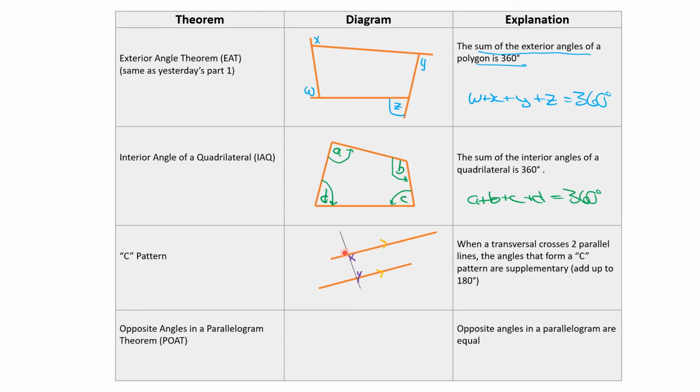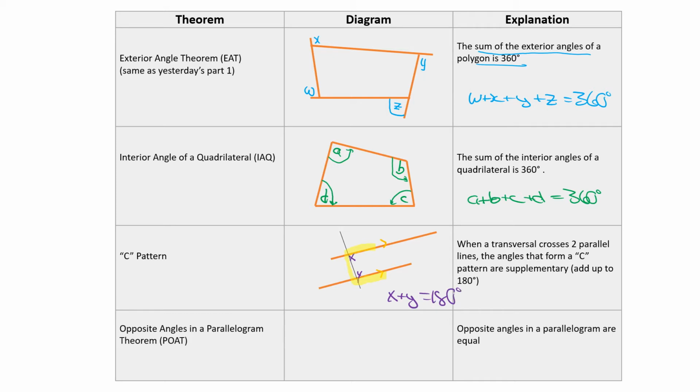So here's a C, if you can see that C right there. I just outlined a C. Let me use a highlighter and show you that. Here's a C like that. The angles that are tucked in the corner of a C are supplementary, they add up to 180 degrees. We've got X plus Y equals 180 degrees.